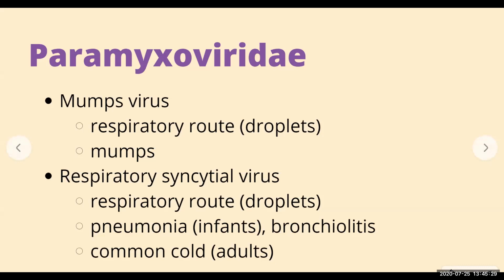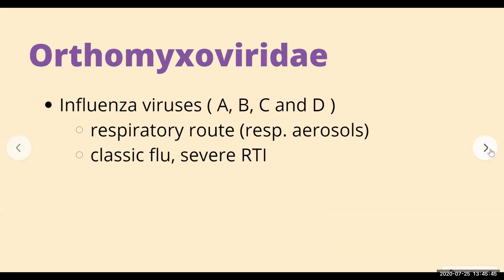And this respiratory syncytial virus, so the same respiratory droplets, it can cause pneumonia in infants, the bronchiolitis, and the common colds in adults. Next to this one is your orthomyxoviridae. Okay. So your orthomyxoviridae is your influenza viruses A, B, C, and D. So ang influenza, ang dami niya, may A, B, C, and D. So this is the cause of the classic flu, no?